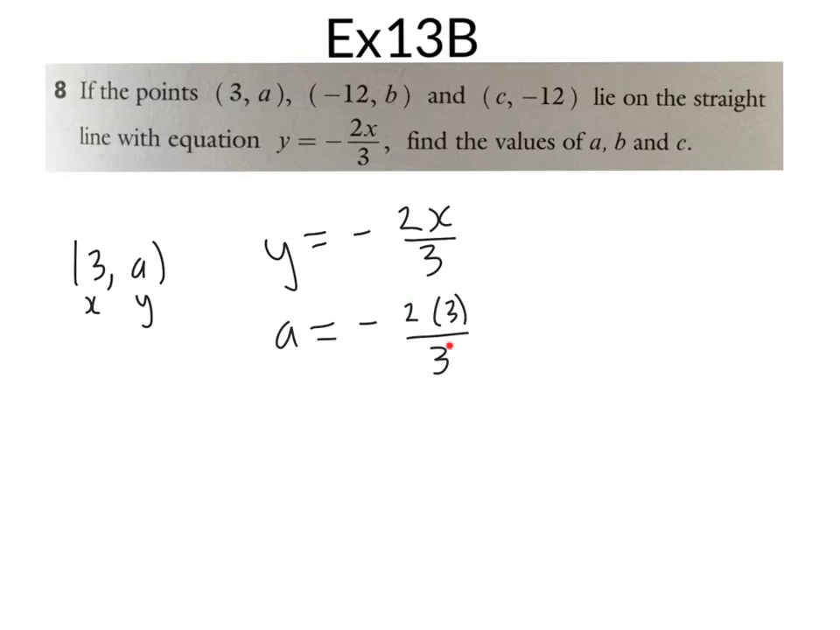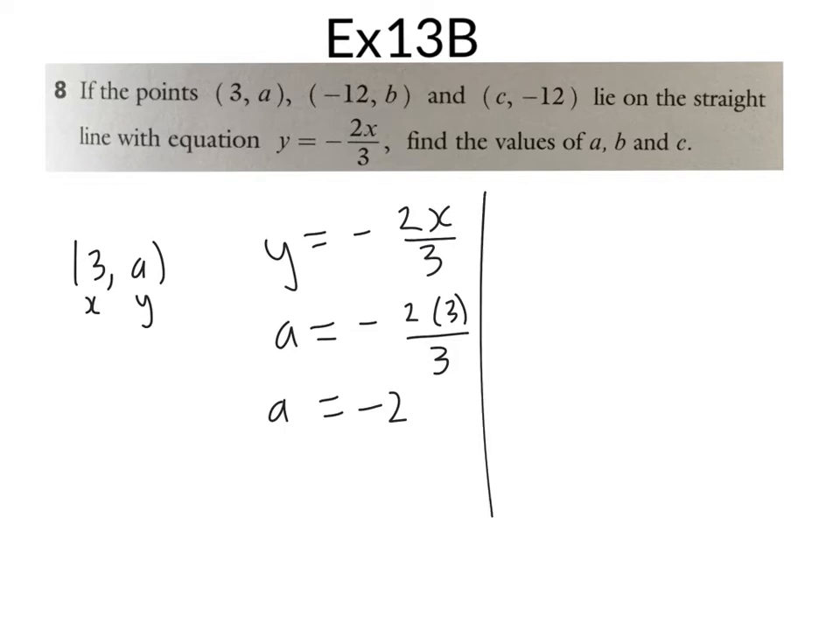When you do this calculation, let's not worry about the negative for a second. 2 times 3 is 6, and then that will all be divided by 3, which gets you 2 again. So that's 2. And then the negative sign is just in front, so we can just put negative 2 there. And that means that a is negative 2.